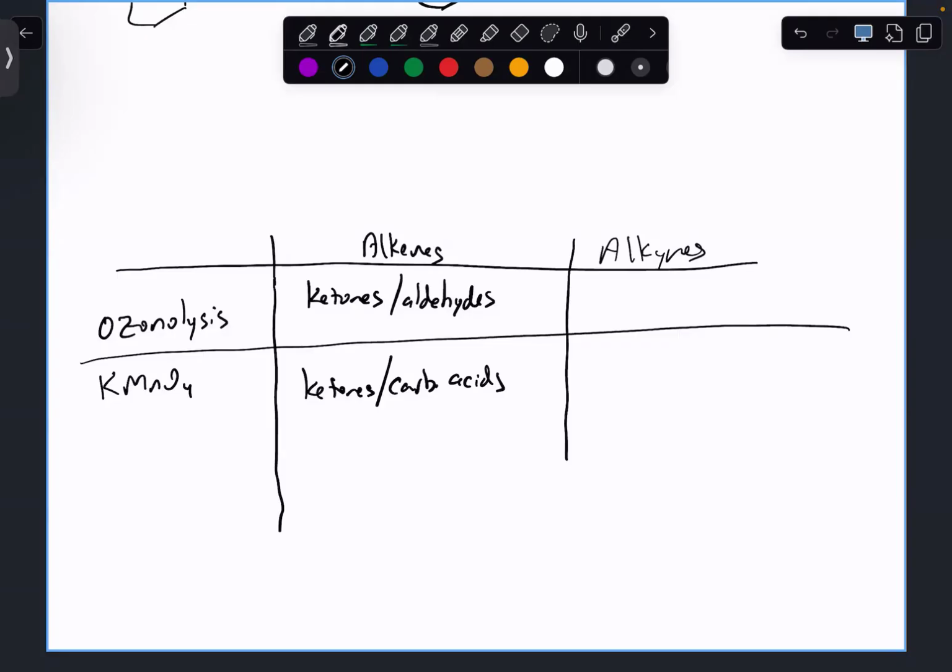The nice thing about alkynes is there is no difference. With alkynes, you're going to isolate only carboxylic acids. You're going to get a pair of carboxylic acids, whether you do this with ozonolysis or whether you do this with permanganate. It's all the same. So let's have a look. Let's look at some specific examples.